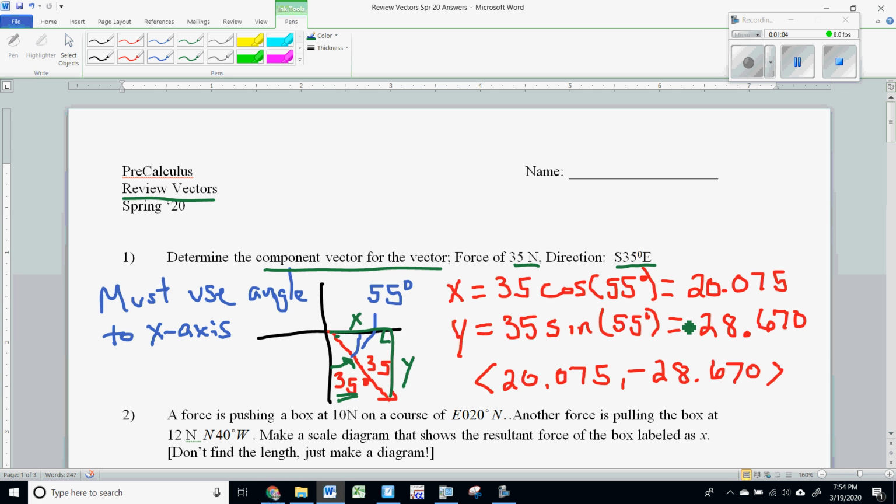Now, if I do that, both of them are positive because I'm just looking at the right triangle. But from understanding that this point here is in the fourth quadrant, that would be a positive x and a negative y. So my final answer is 20, negative 28. So that's taking a regular vector, direction and magnitude, and turning it into a component vector in terms of x and y.